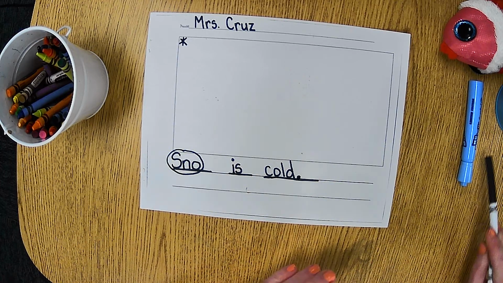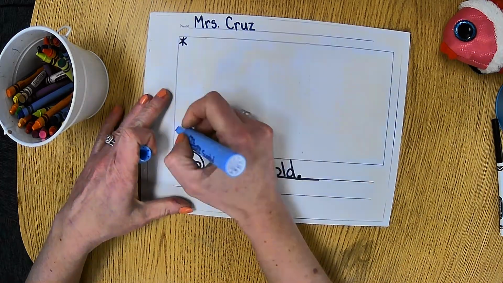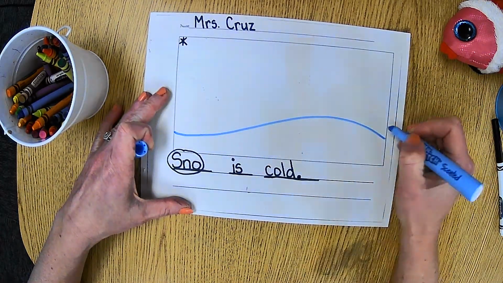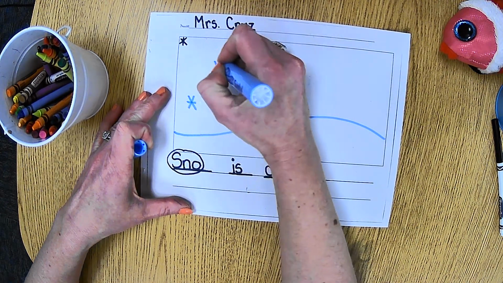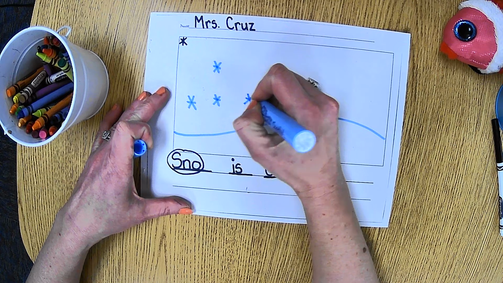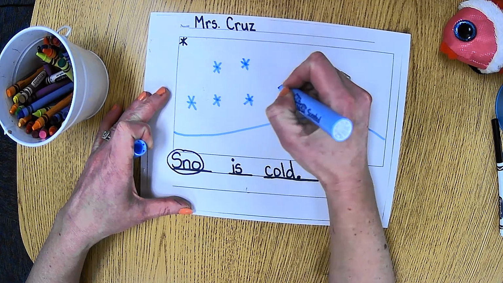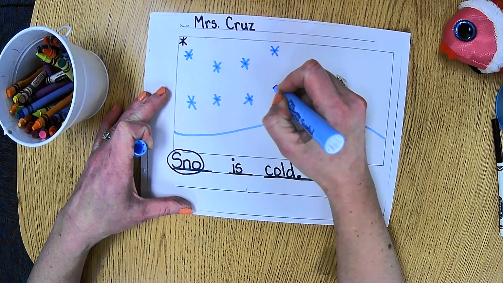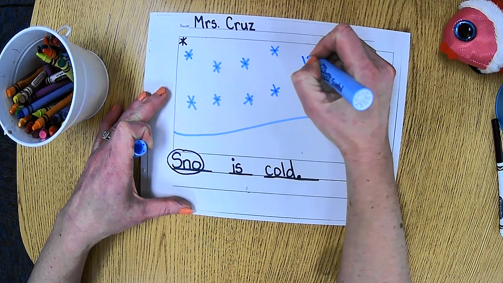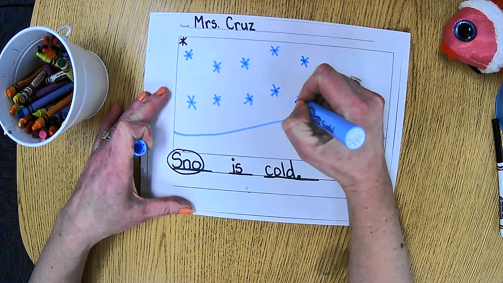Now it's time to draw. So I'm going to draw a snow scene. I wonder what you're going to draw. You don't have to write about snow. You can choose to write about something else you know about. I just chose snow because I thought that might be something I would want to tell someone else about.